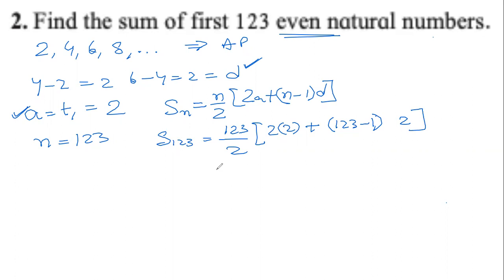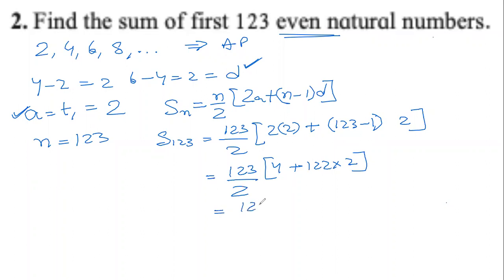We need not write any multiplication sign here because the bracket is followed by a number. So it means multiplication. So this is 123 by 2. Do not even attempt to divide and get into decimals. It is not going to help us in any way. Let it be a fraction. Chanda, here is the bracket you missed. Then 2 into 2 is 4 plus 123 minus 1 is 122, right? And into 2.